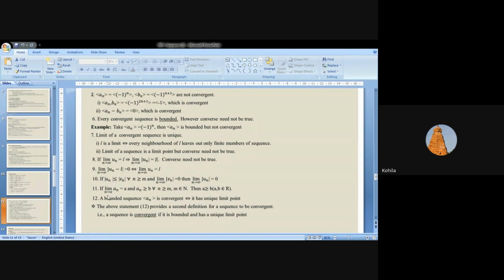If limit n tends to infinity, a_n equal to a, and a_n greater than or equal to b for every n greater than or equal to m, where m belongs to the set of natural numbers, then a is greater than or equal to b. This is also an important one. Listen carefully: if the sequence converges to some point a and the sequence is greater than or equal to b, then the limit point of the sequence is greater than or equal to b.